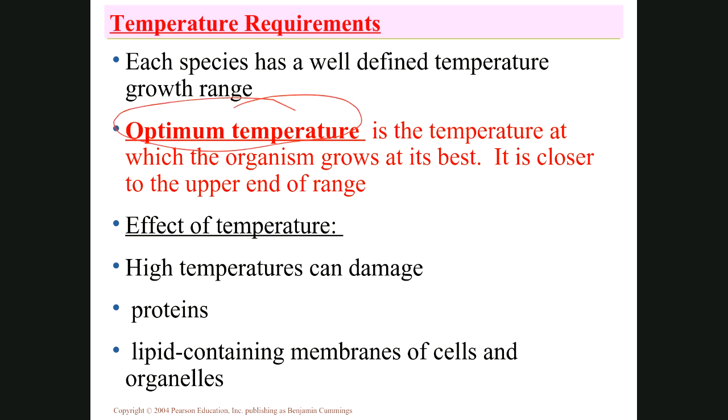So at the optimum temperature, the G is very small because the population is dividing at its quickest. This is typically closer to the upper range. So let me explain these. Actually, let me show you these.